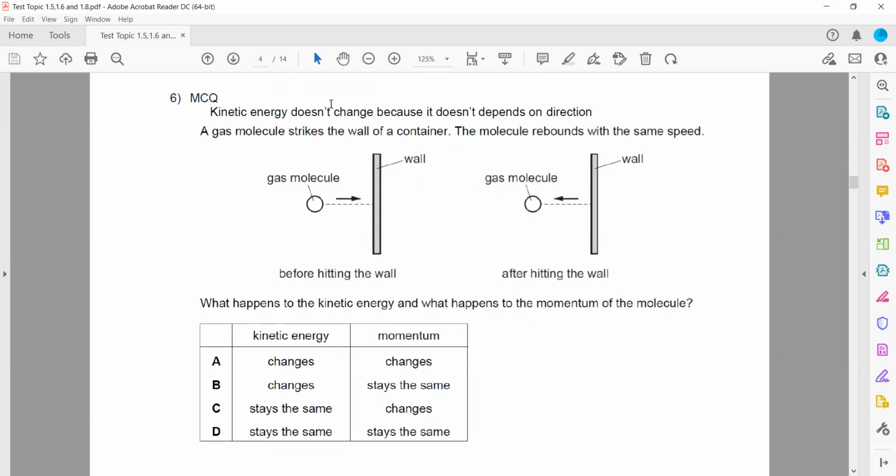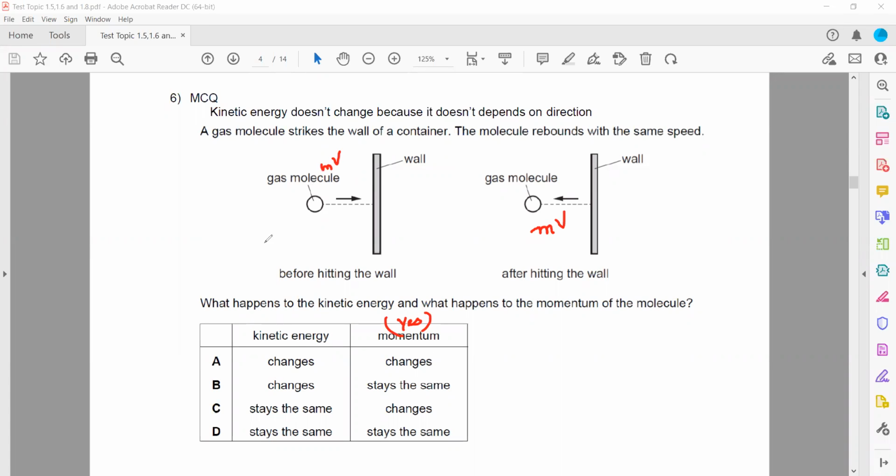Then the kinetic energy does not change. It does not depend on the direction. So if a gas molecule is moving, it rebounds with the same speed. So here the momentum is, for example, mv. When it rebounds, the momentum will be minus mv. So is there a change in momentum? Yes, there is a change in momentum, because the direction changes.